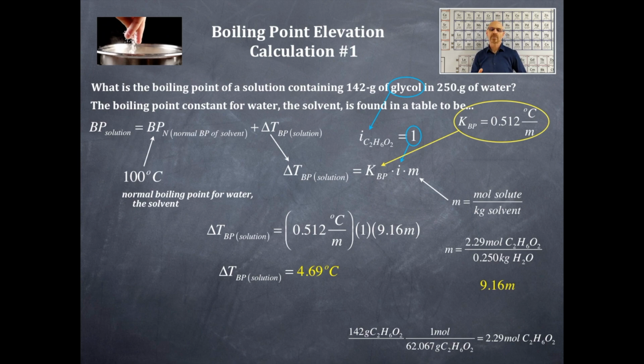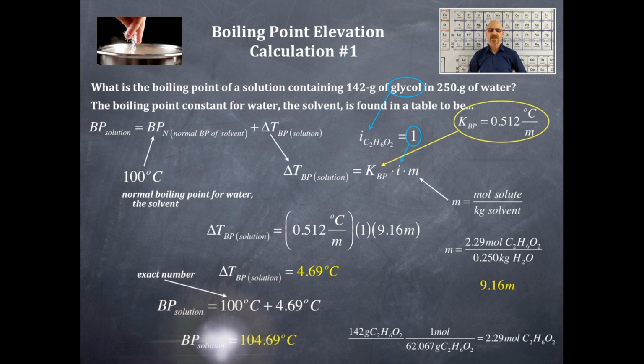Now I'm going to plug this back into the original equation: the boiling point of the solution is equal to the normal boiling point plus the change in temperature of the boiling point. That is 100 degrees exactly. This is an exact number, so there are no significant figures limiting it, it's actually an infinite number of significant figures on that 100. Plus the 4.69, and so the boiling point of the solution is 104.69 degrees Celsius. That is your answer.